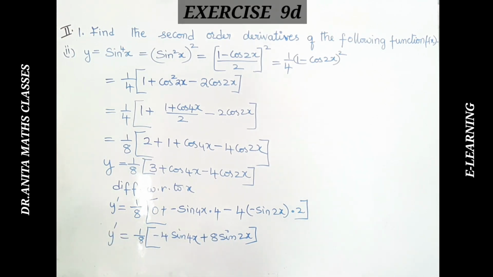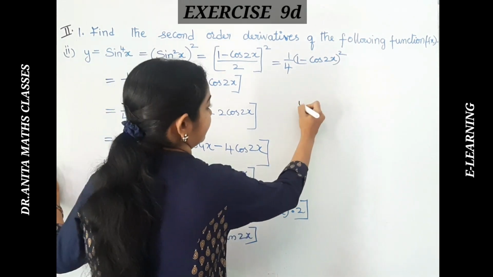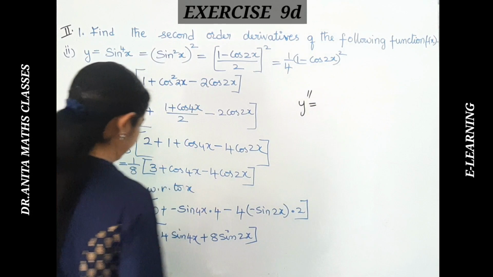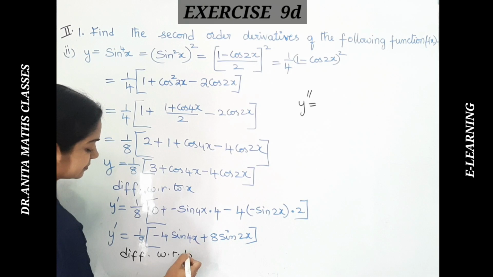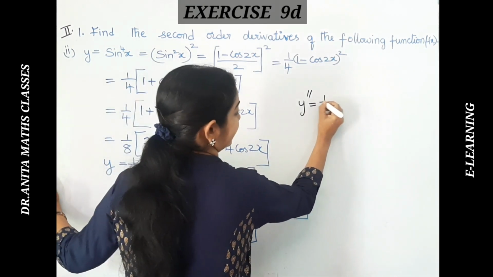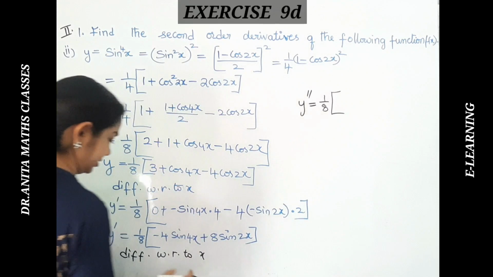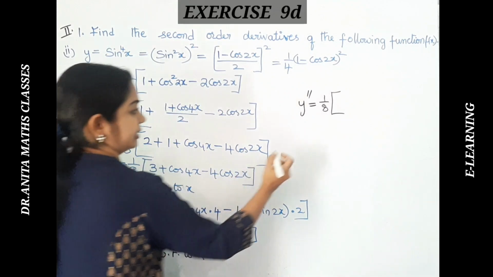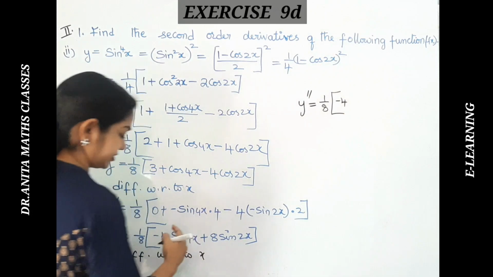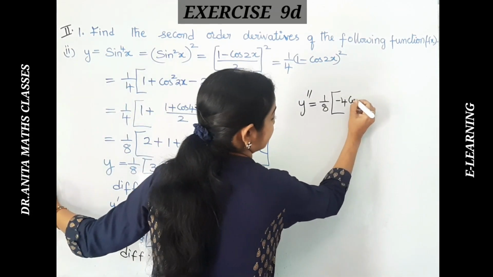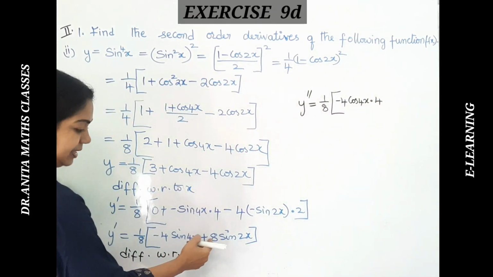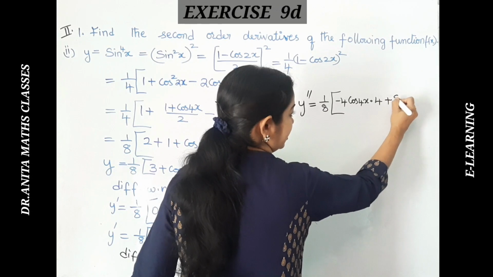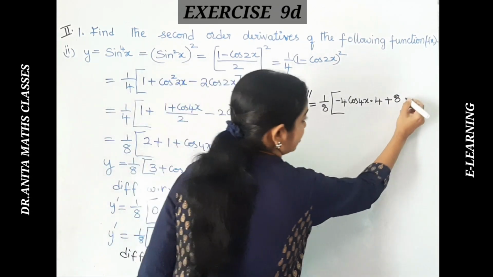Now we will do the second derivative on the other side here. So let me start the second derivative. Second order derivative. Y double dash, that means differentiating with respect to x. So 1 by 8 I will take the constant out. Now here differentiation of minus 4, also I can take out. Here differentiation of sine 4x is cos 4x. Again chain rule, you have to multiply with 4, plus take out 8 outside. Differentiation of sine 2x is cos 2x.